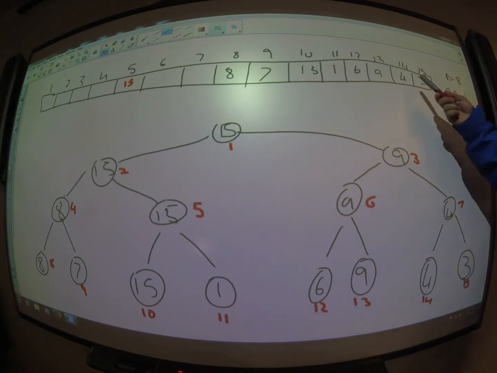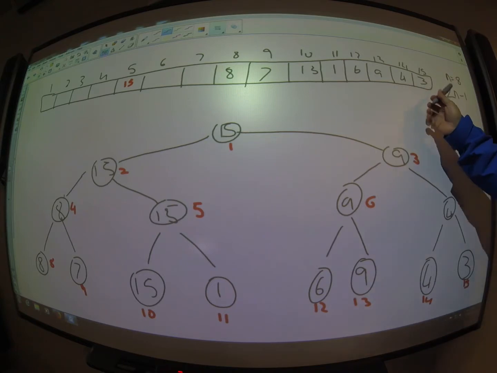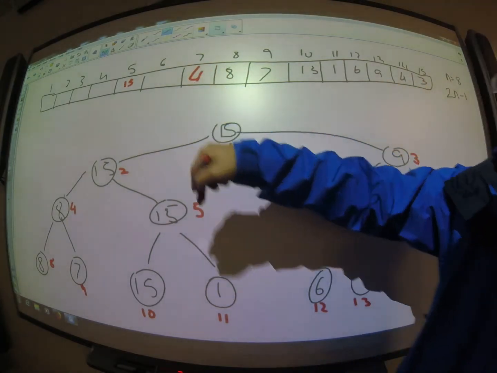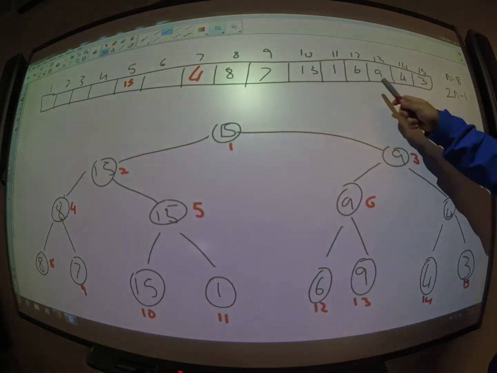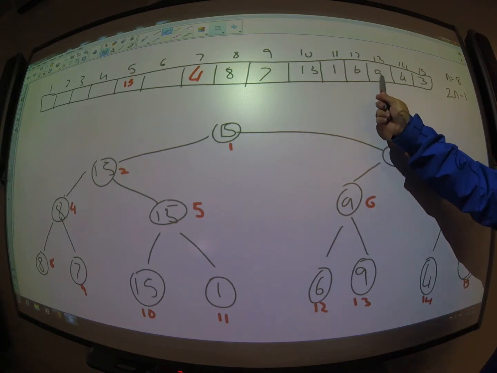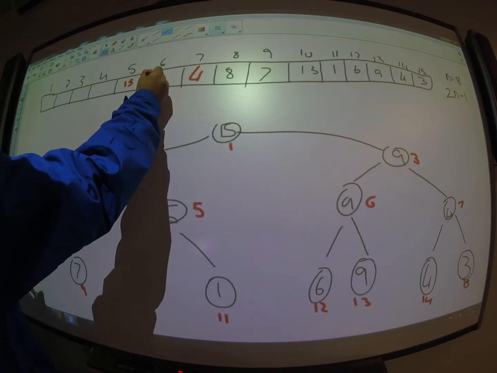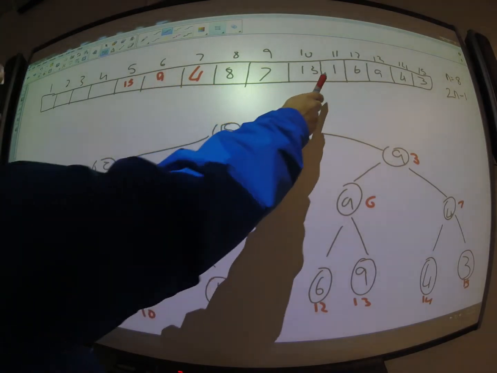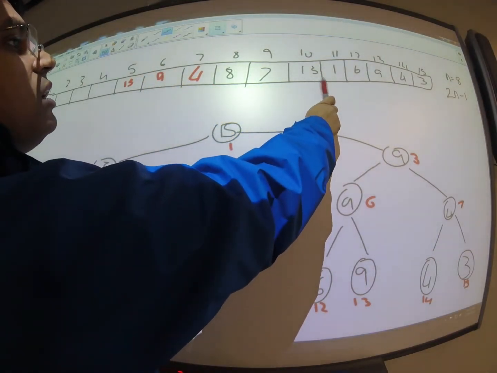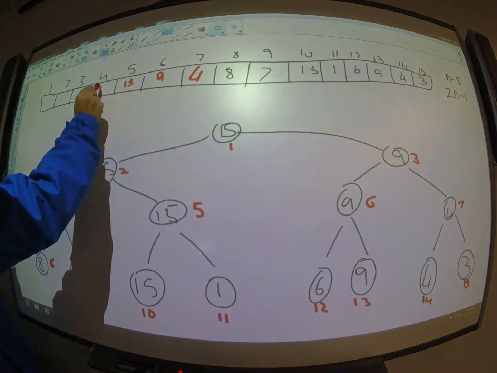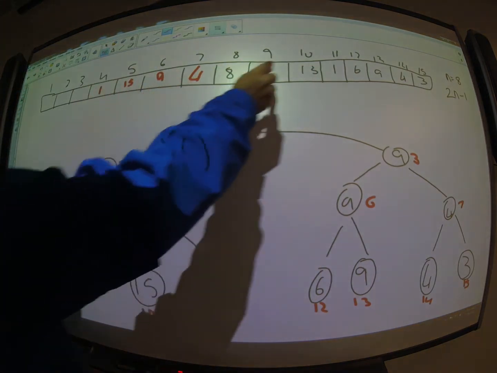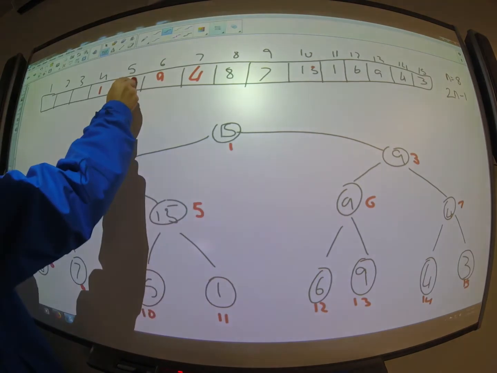So I start from the end. I know what is the end. What is max of 4 and 3? 4. Put that in the first empty position. Then I compare these two, 9 and 6. The max is 9. I put it over here in the next empty position. Then 13 and 1. What is 13 and 1? 13. Oh, that's over here. I already got it. Oh, this is 15, not 13. So I got that here.